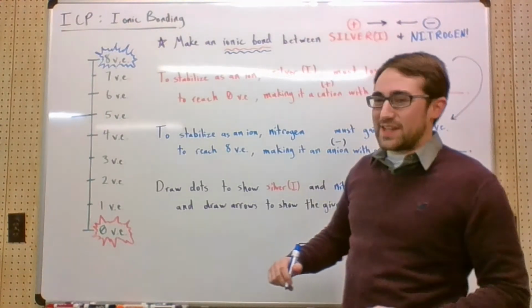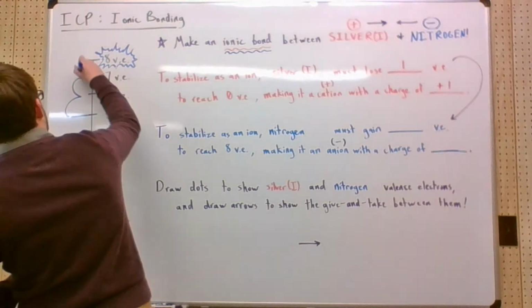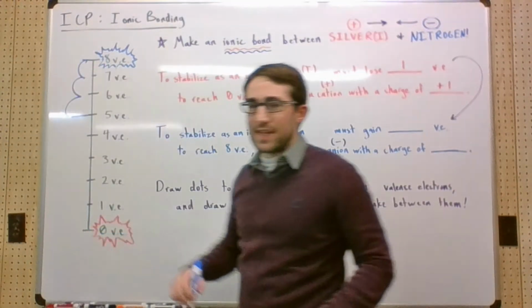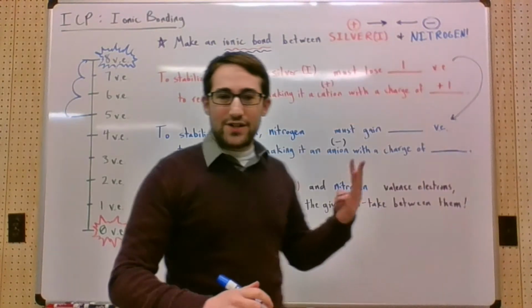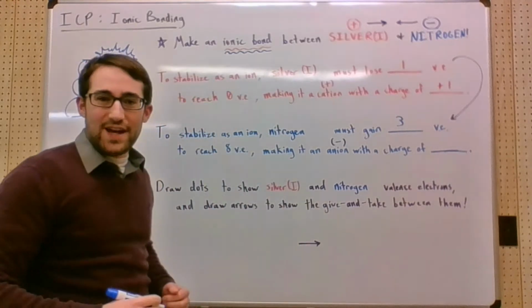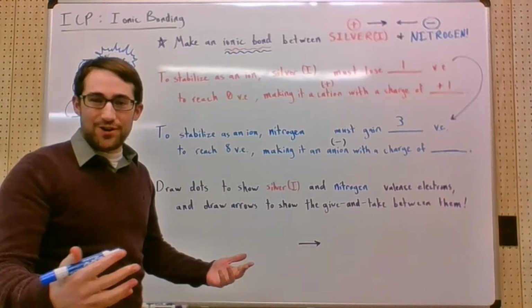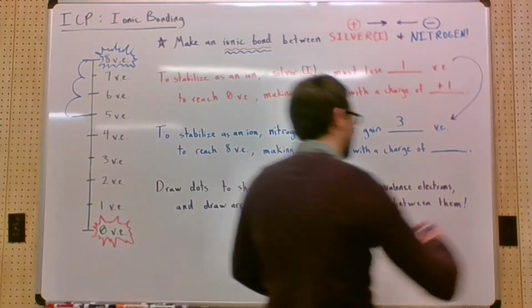So it should have to gain 3 valence electrons to get to 8 valence electrons to get that full set. So gaining 3 electrons will give this nitrogen a -3 charge, since it's going to become negative for every electron that it picks up.